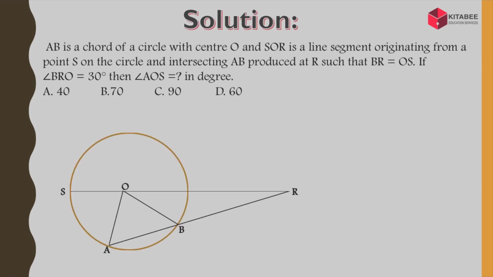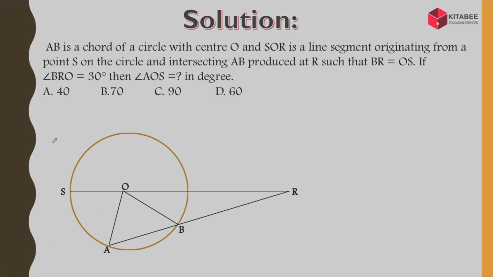If you understand the problem, then given to us is AB is a chord. So we have a chord AB and this is a circle with center as O. Now there's a line SOR. So S is a point on the circle and from the center this line is passing and it intersects AB, the extended portion of AB at the point R. Now we also know that BR, this length BR is equal to OS. And the measure of angle BRO is equal to 30 degrees. So we have to find out the measure of this angle.